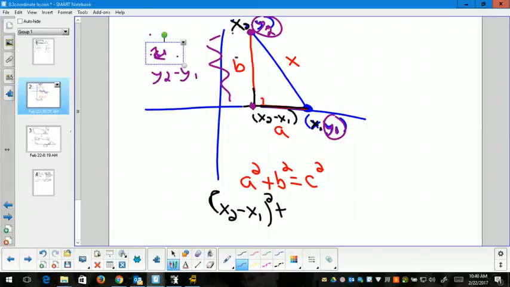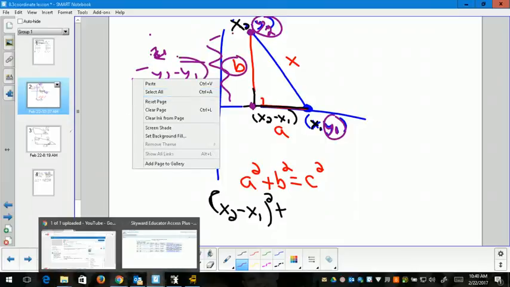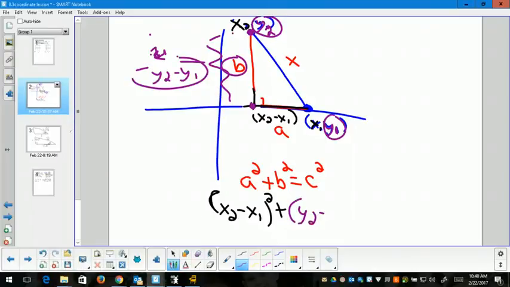So that means that B is y sub 2 minus y sub 1. Well, I don't want C. C is x in this case. How am I going to solve for x? How am I going to get x by itself when it's squared? Take the square root of both sides.